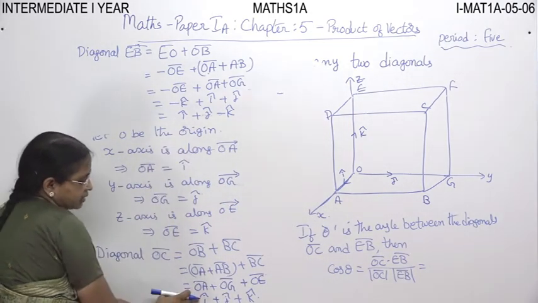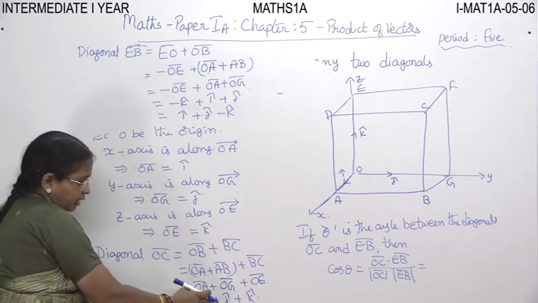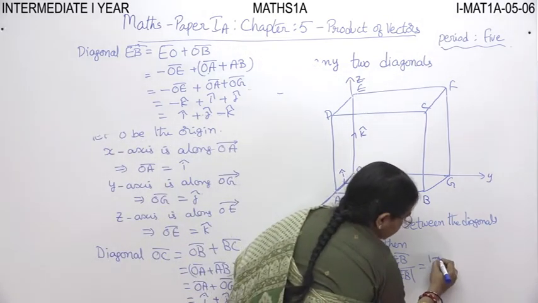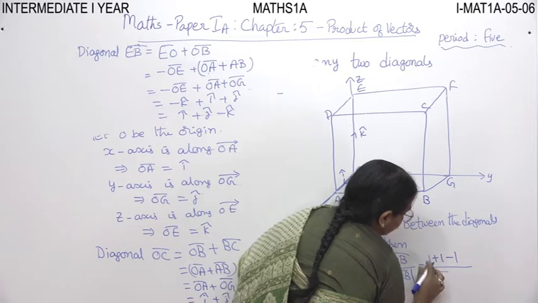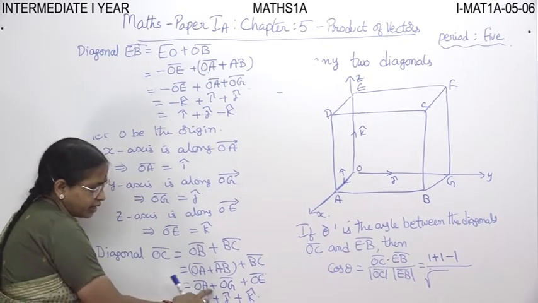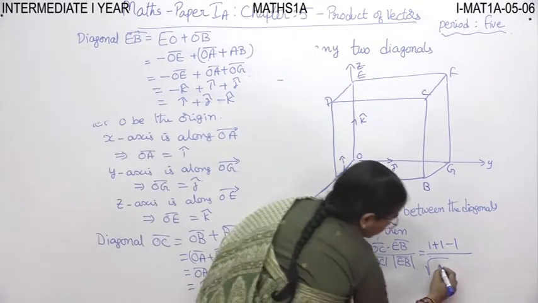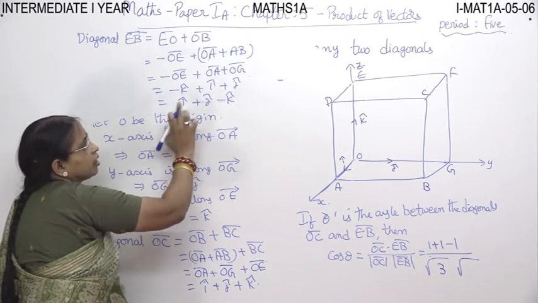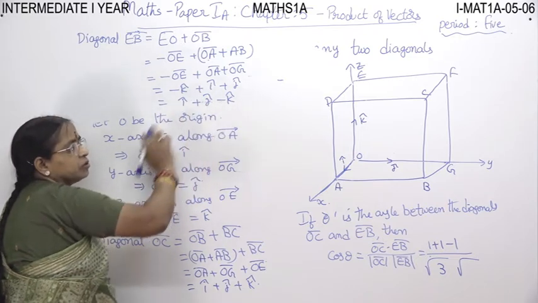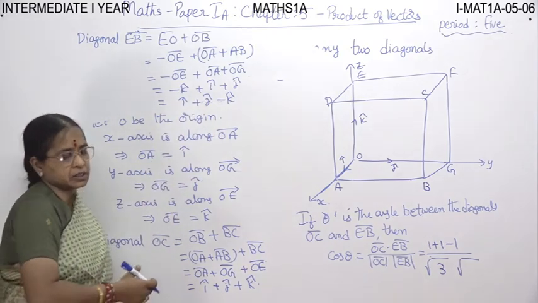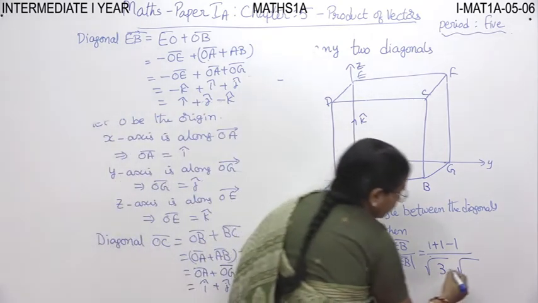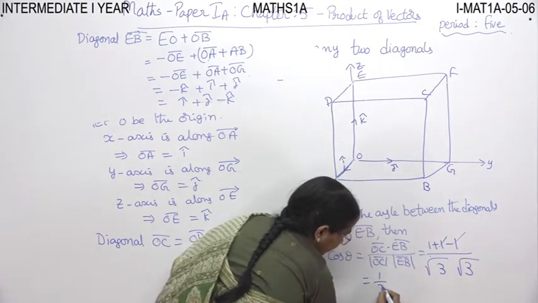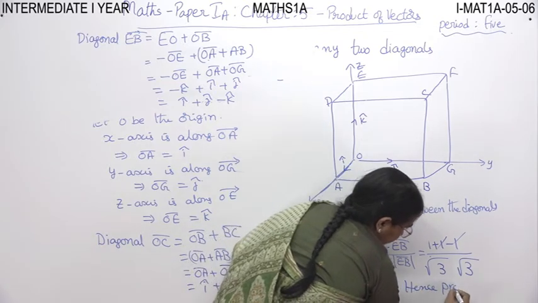So when you simplify, multiply the coefficients of i, then the coefficients of j and of k, and add. Then you will get 1 plus 1 minus 1, by root of 1 square plus 1 square plus 1 square, so it is root 3. Similarly, the modulus of EB is root of 1 square plus 1 square plus minus 1 whole square. You know how to find the modulus of vectors, so you can write the values directly, and when you simplify, it is equal to 1 by 3. Hence it is proved. So like this we do the problem.